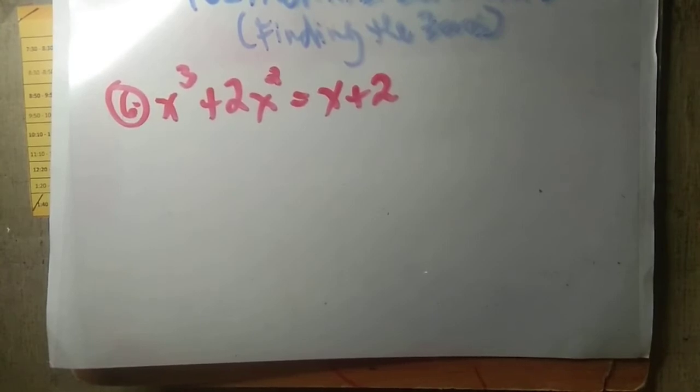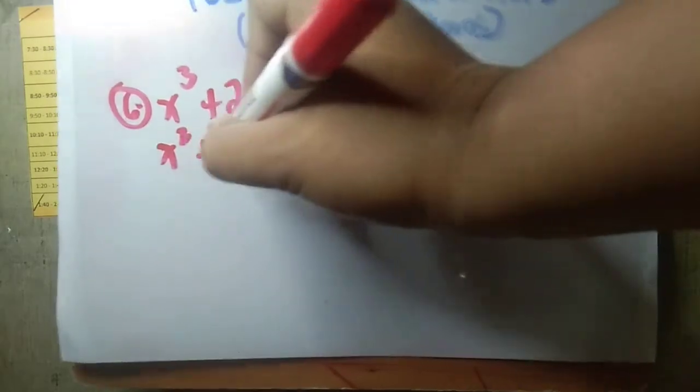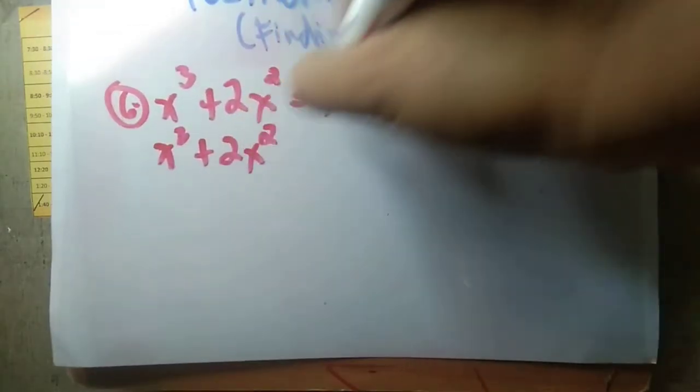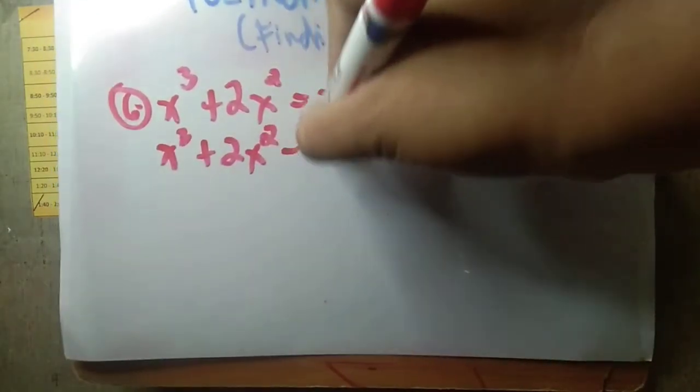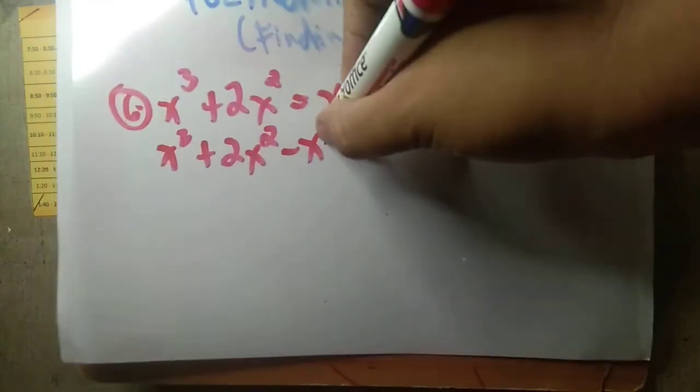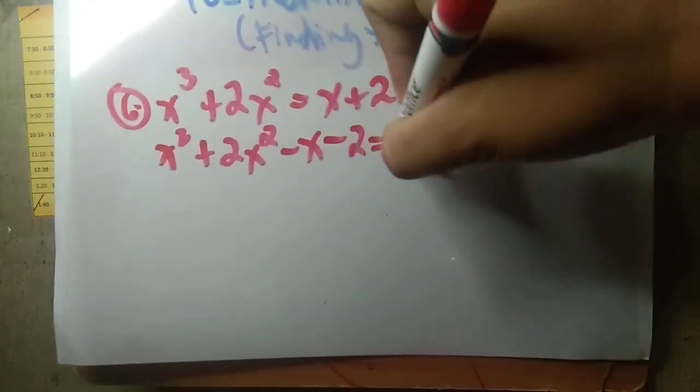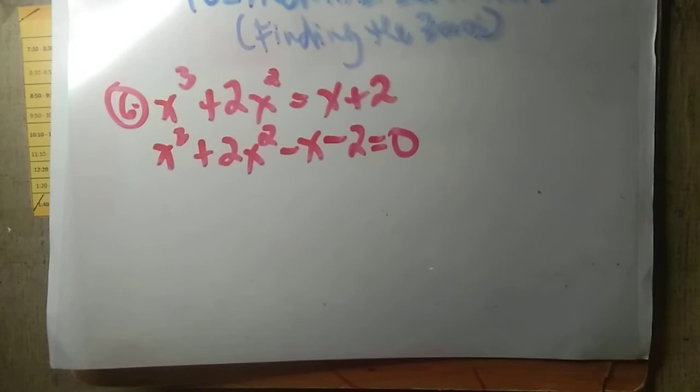So, ibig sabihin, lahat ng mga terms na nasa right side, ililipat mo sa left side. Kailangan kasi magkakasama sila. Ang right side, ang matitira, 0 lang. So, gawin natin. So, we have now x cubed plus 2x squared. Now, transposing x to the other side, it becomes minus x. Transposing 2 to the other side, it becomes negative 2 is equal to 0.